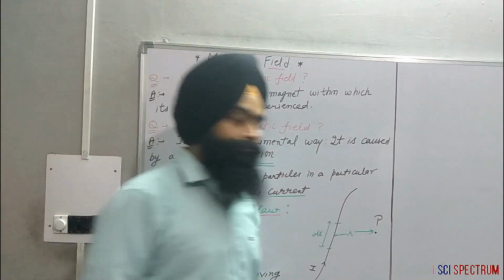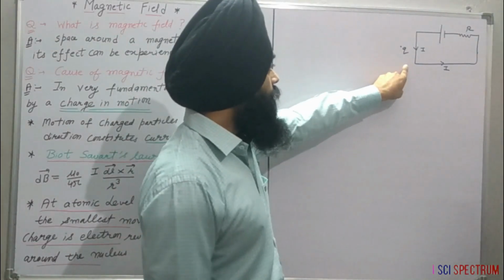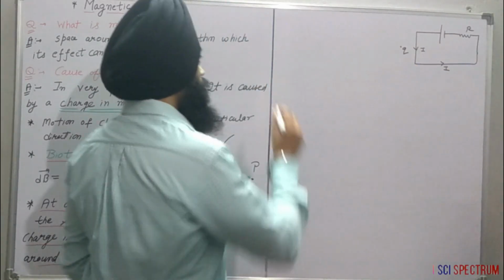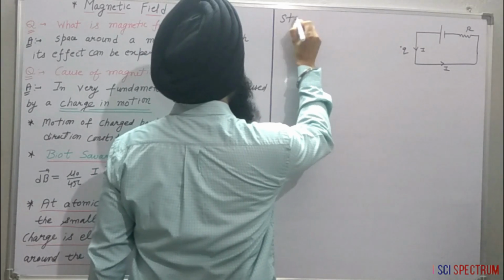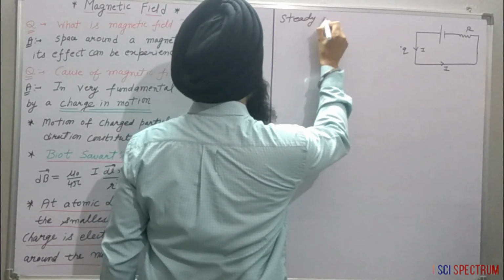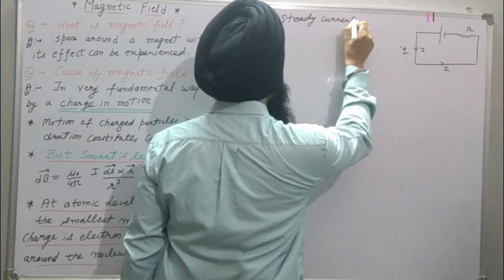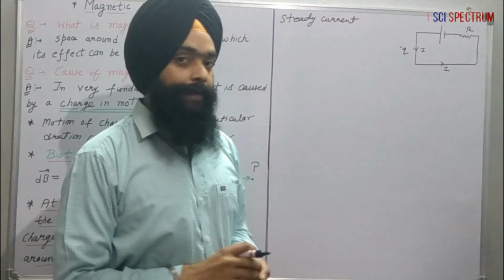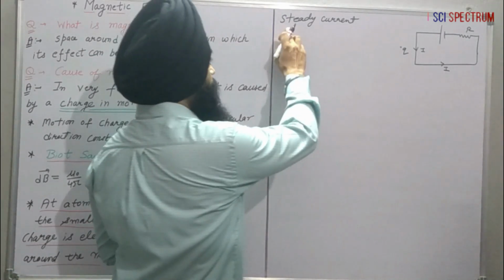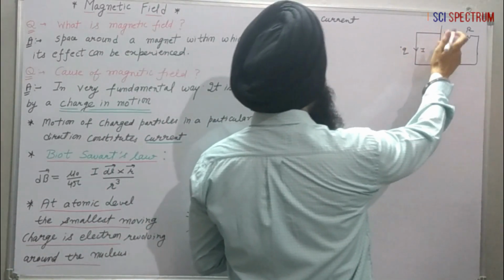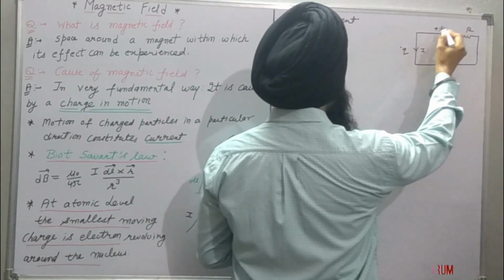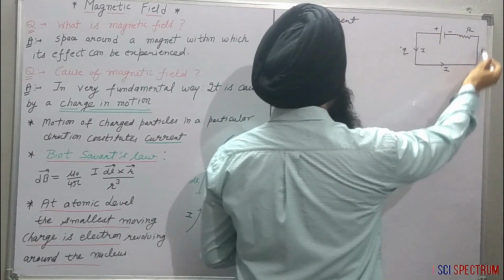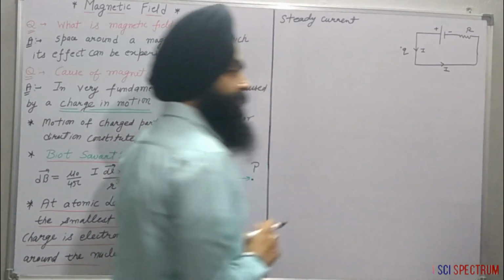Here we have a circuit through which a steady current is flowing. You must note that I have said steady current. Steady current means the current is not changing with time. So for steady current we have applied a DC battery here. This is the positive terminal, this is the negative terminal, and the current I is passing through this circuit from this direction to this direction.